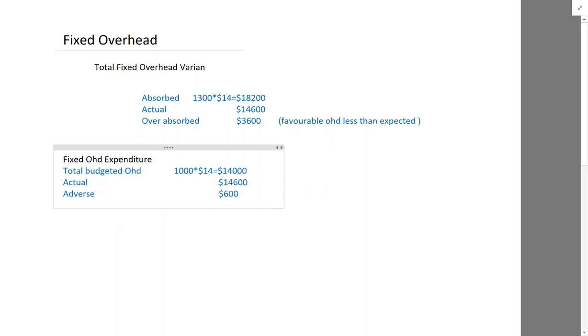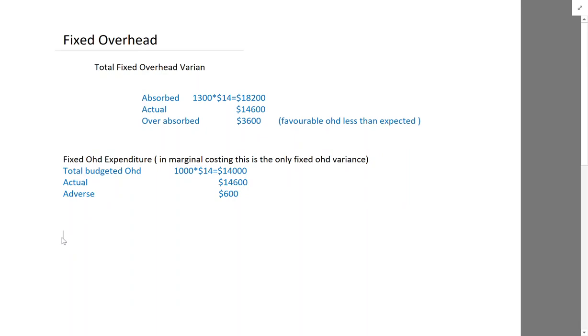And remember, in marginal costing, this is the only fixed overhead variance. It doesn't believe in fixed cost per unit. It only says what was the actual fixed cost and what was the budgeted fixed cost.